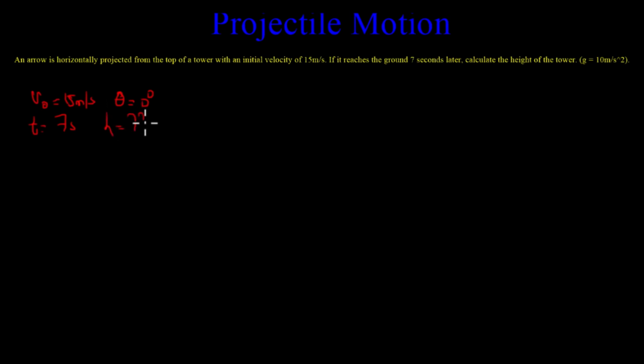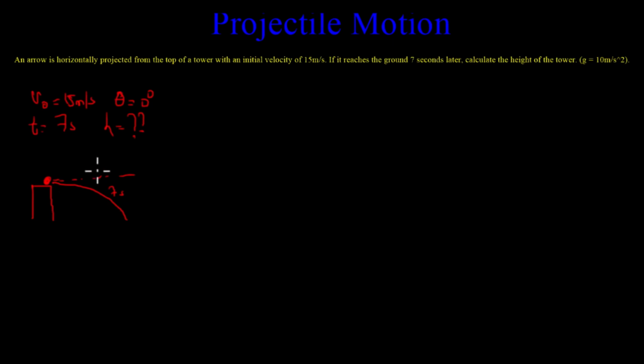Okay, so this is the height we're looking for. So let's just quickly sketch. If this is my tower, let's assume that the arrow is here and it has been fired straight, like this. But because of the force of gravity, it will move in this path. It's going to take 7 seconds. So you can see this is purely horizontal, so our theta is equal to 0.